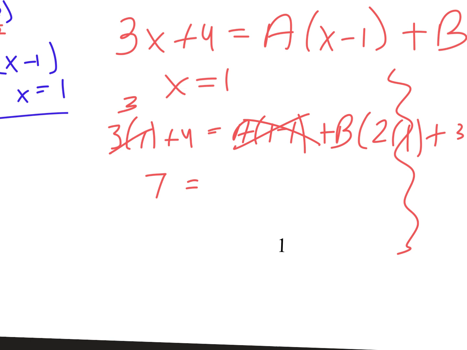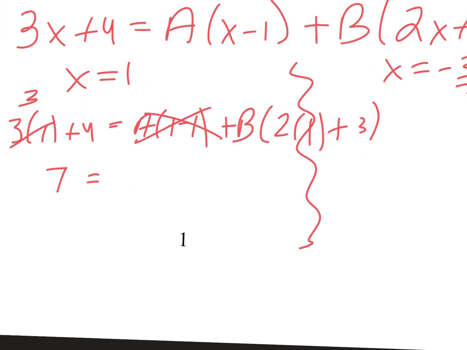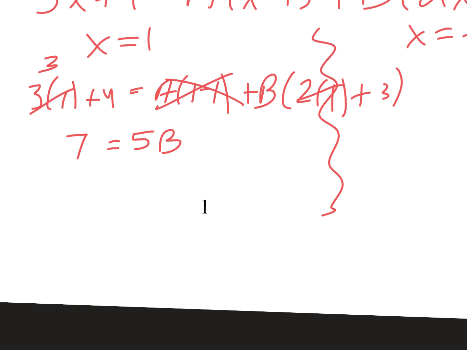And then on the second, I have 2 times 1 is 2, plus 3 is 5, so this becomes 5B. You guys agree? And then I divide both sides by what? 5. Okay. So my B value is 7 over 5. Does anybody have any questions about how I just arrived at that? All right.